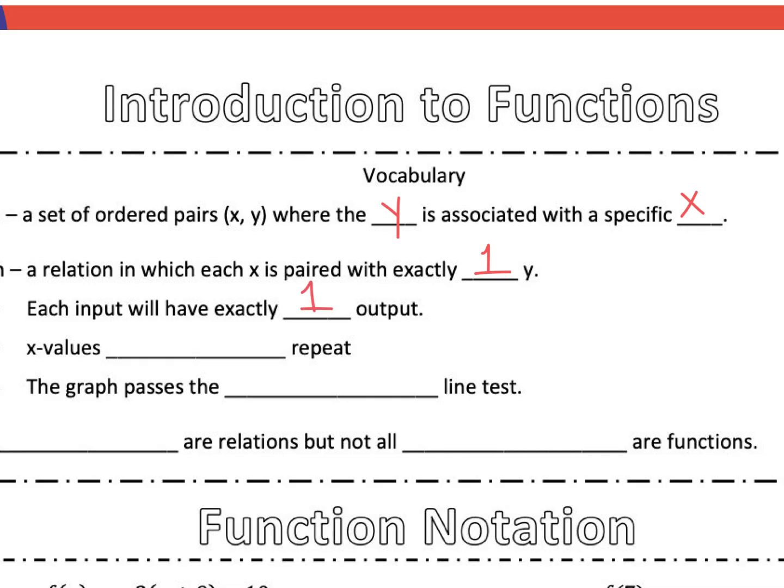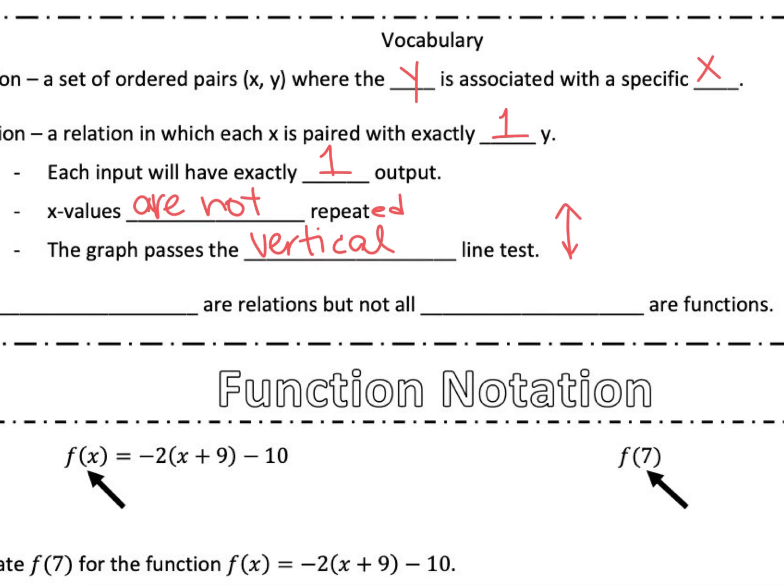So the fancy way of saying it is that X values are not to be repeated, are not repeated. The graph passes the, what kind of line did we draw for the graph? A horizontal or a vertical? A vertical. And is that up, down, or left, right? That is up, down. This is vertical.